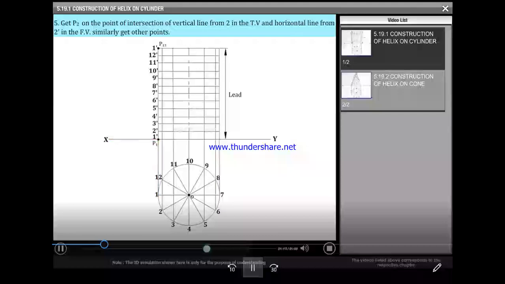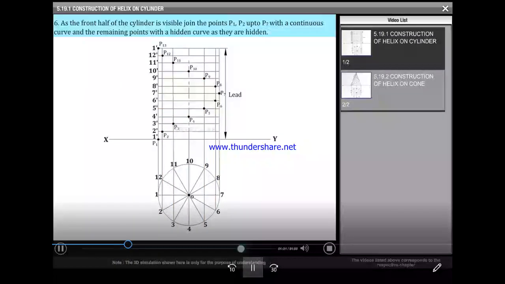Now get point P2 as the point of intersection of the vertical projector from point 2 in the top view and the horizontal projector from point 2 dash in the front view. Similarly, get other points. As the front half of the cylinder is visible, join the points P1, P2 up to P7 with a continuous curve and the remaining points with a hidden curve as they are hidden.